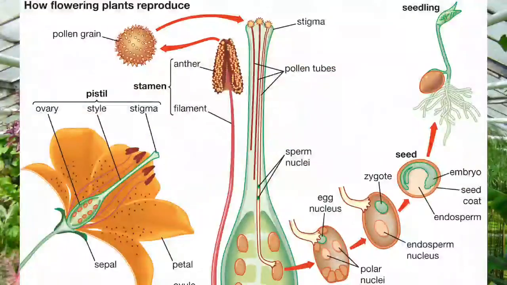Stamens. These are the male reproductive parts of a flower. Each stamen has two parts, filament and anther. Filament is a long, slender part that carries the anther on top. Anther is a two-lobed structure present at the tip of a filament. Each anther contains pollen grains, which produce male gametes.